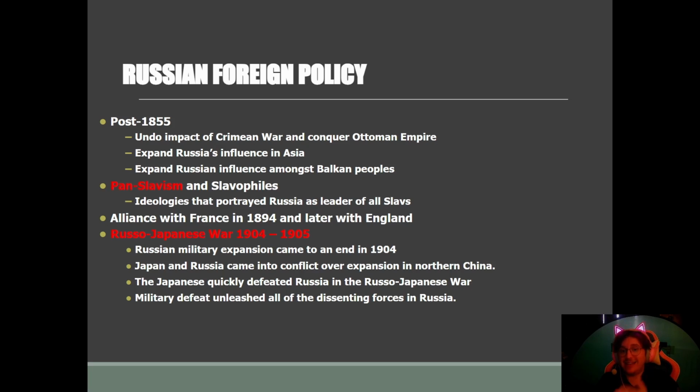Now, 1904 comes around. This is the end of Russian military expansion because Japan and Russia come into conflict over expansion in northern China. The Japanese wiped the floor with Russia, right? And forced Russia to sign a humiliating treaty. It's a mess. Russians consider themselves to be Europeans and superior to Asians. So when Russia gets curb stomped by Japan, it's a fiasco. This unleashes all of the dissenting opinions and all of the dissenting forces in Russia and really begins the long road to revolution.